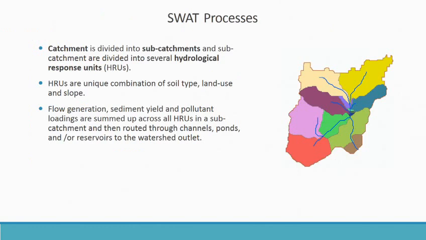So this is the SWAT process that I mentioned earlier. The catchment is divided into sub-catchments and then further into hydrological response units, which are the combination of soil type, land use and slope. This is the fundamental unit where the flow, sediment and pollutant loads are actually estimated. Once they are estimated, they are summed across the sub-catchment, and after that they are routed through channels, and if there are any ponds or reservoirs, they are routed through those kinds of water bodies, and then finally to the watershed outlet.